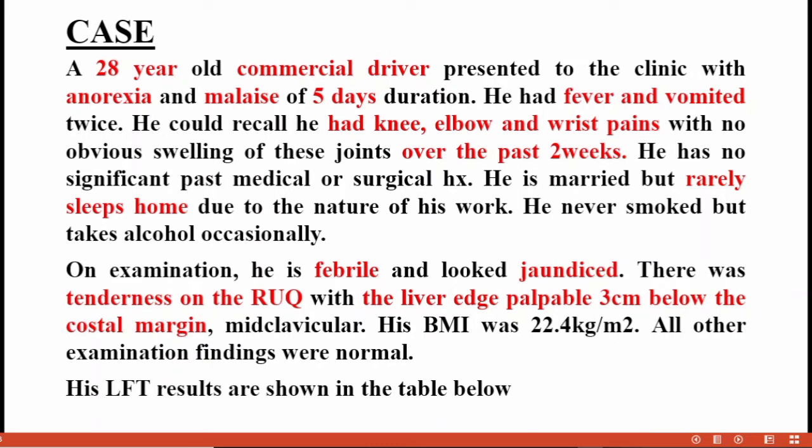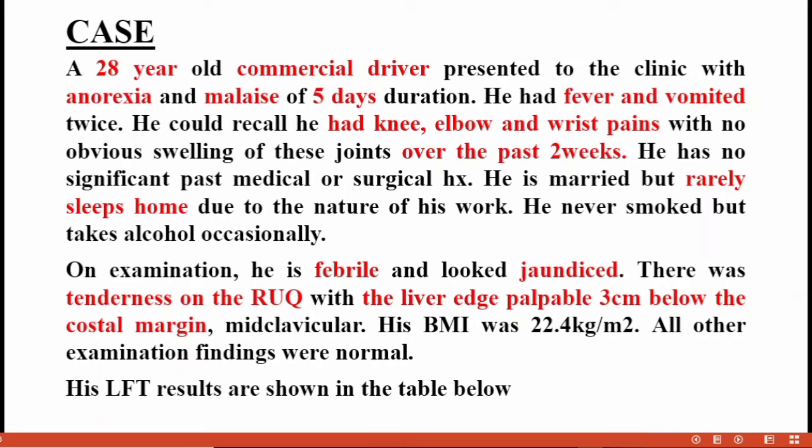He has no significant past medical or surgical history. He is married but rarely sleeps home because of his work. He never smoked but occasionally takes alcohol. On examination, he is febrile and looked jaundiced. There was tenderness on the right upper quadrant, with the liver edge palpable 3 centimeters below the costal margin, at the mid-clavicular line. His BMI was 22.4. All other examination findings were normal.